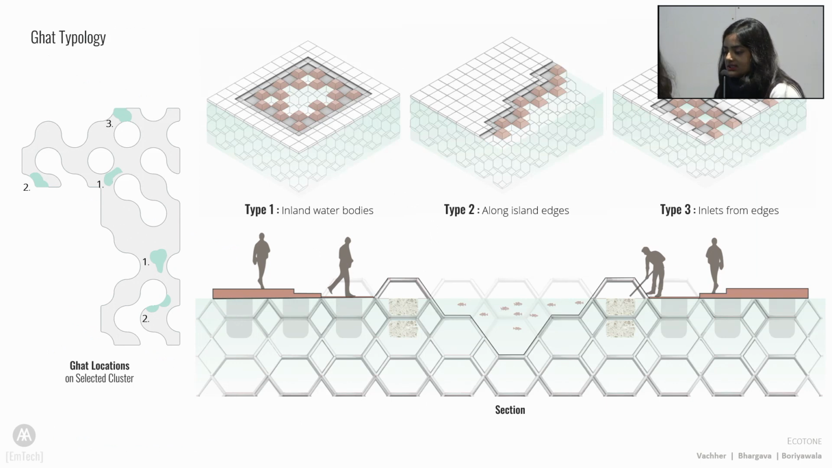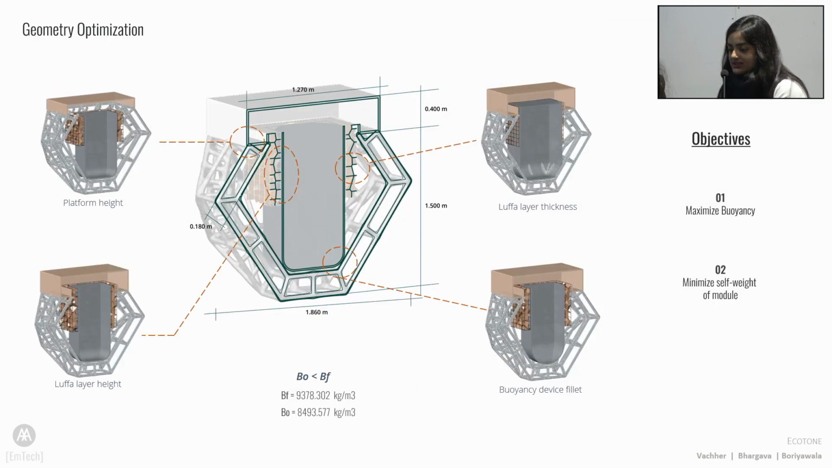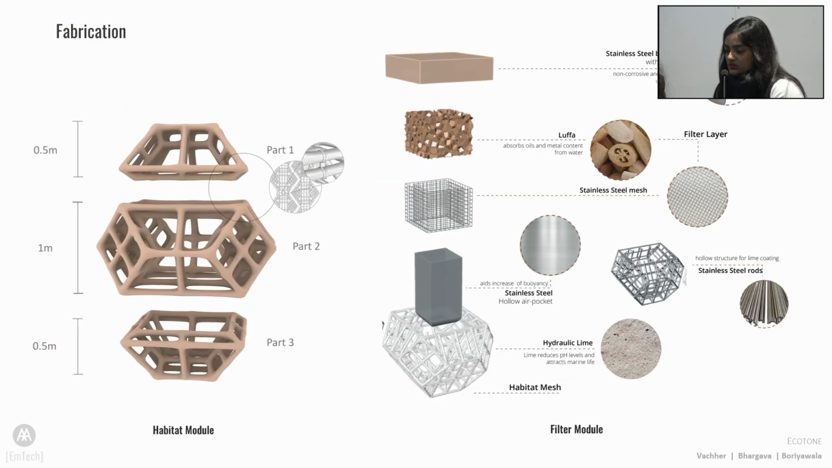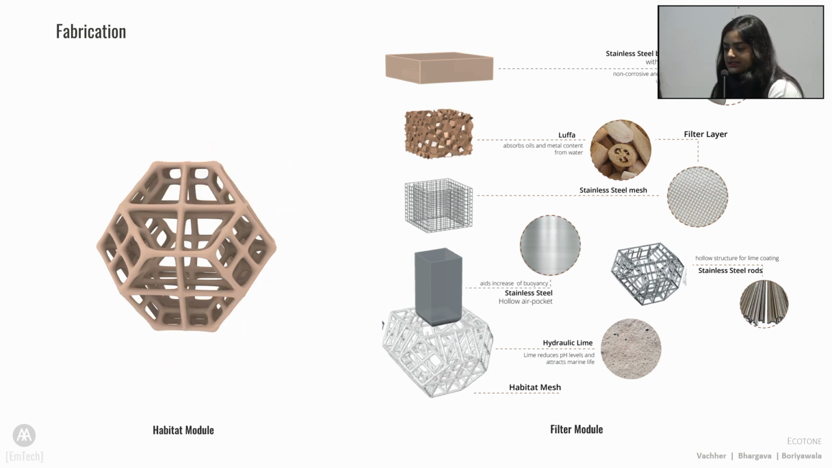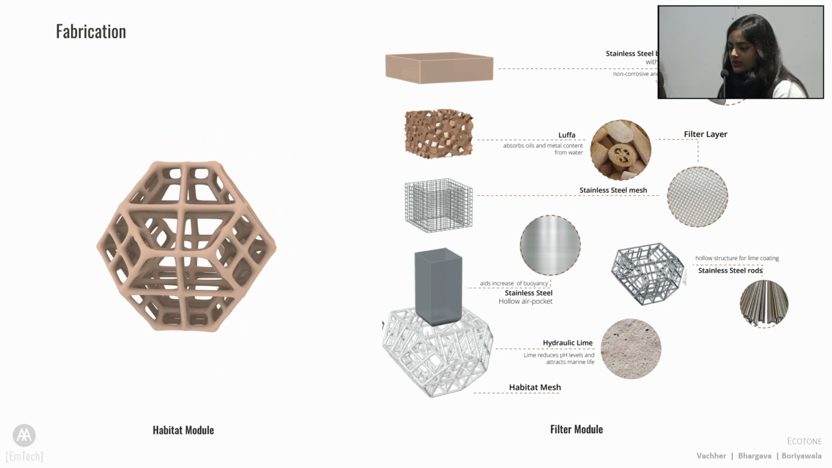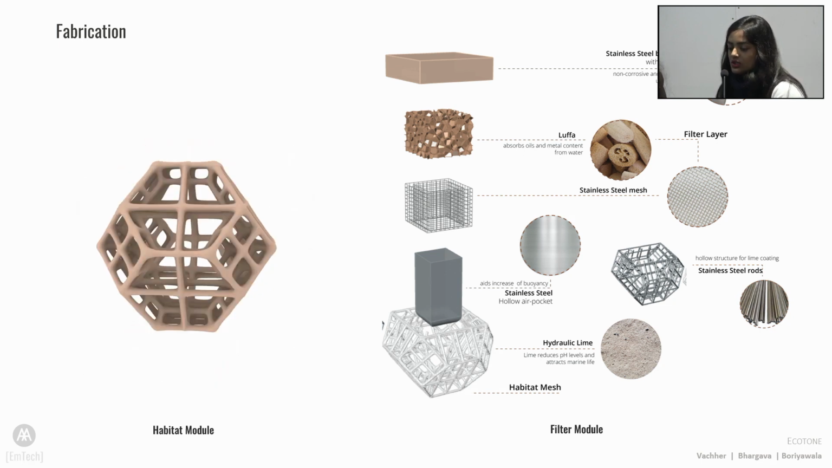Zones containing these modules were seen as areas where communities could step down to the water level to replace the loofah filters seasonally. And experiments to optimize the filter module geometry were carried out. And the material for fabrication was studied. The modules would contain an outer shell of hydraulic lime for habitat, loofah for filtration, and a hollow steel structure to make it buoyant.